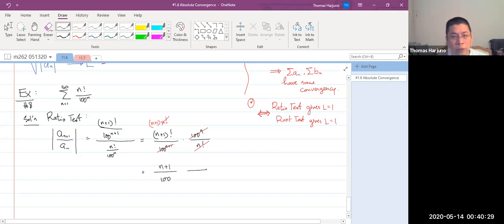Now this converges to what? When n goes to infinity, this goes to infinity, which is greater than 1. Right? So this series is divergent.